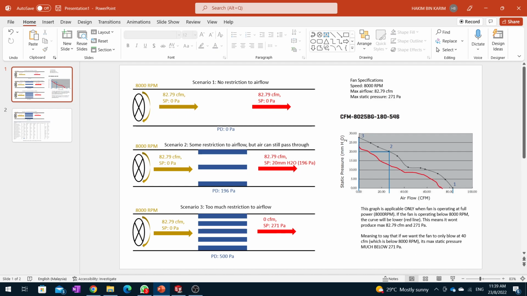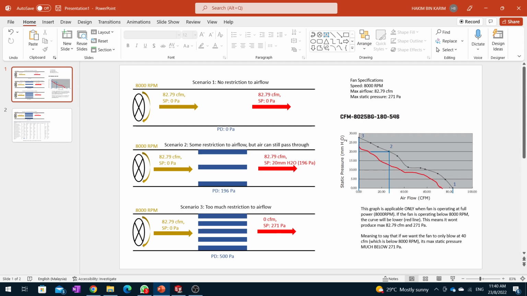If the fan is operating below 8000 rpm, then this curve will be lower than this line, which is the red line. So this red line indicates when the fan is rotating below 8000 rpm. It means that the fan won't produce the maximum airflow rate of 82.79 cfm and also 271 pascal. Just giving you an example.